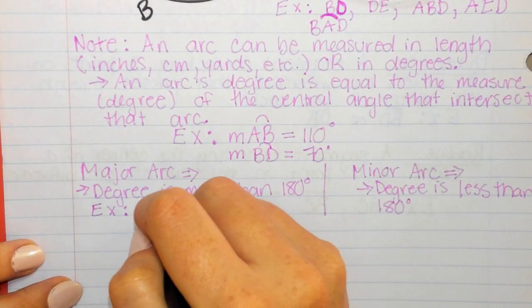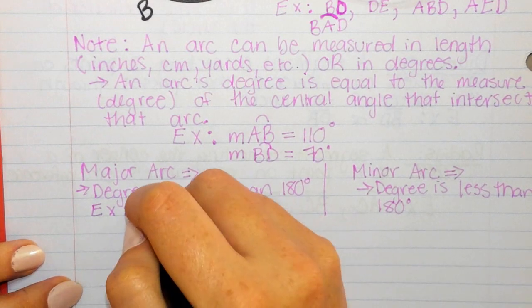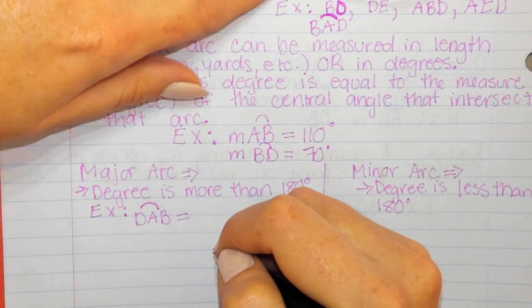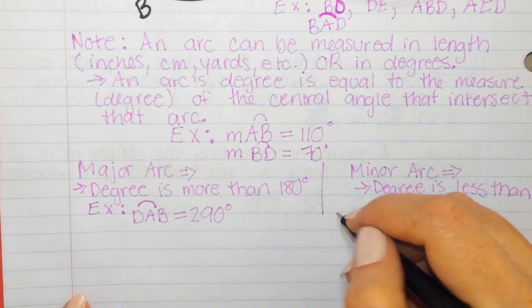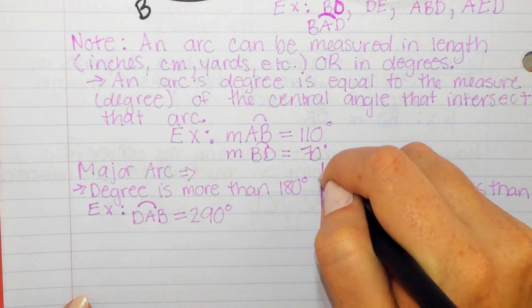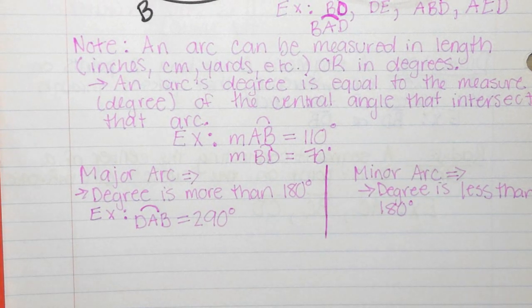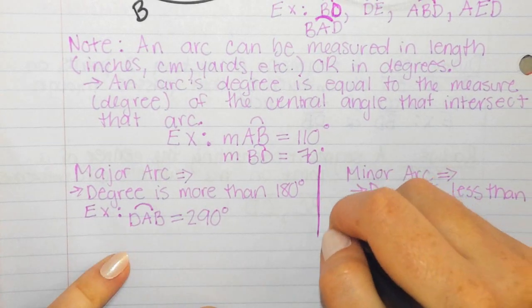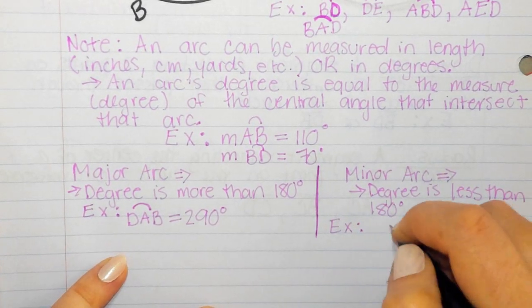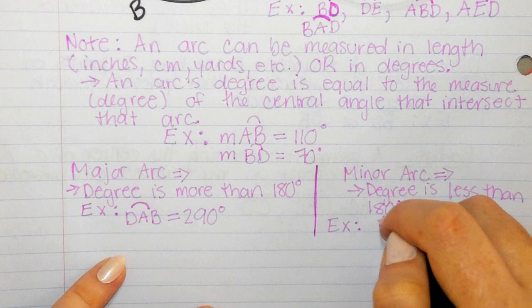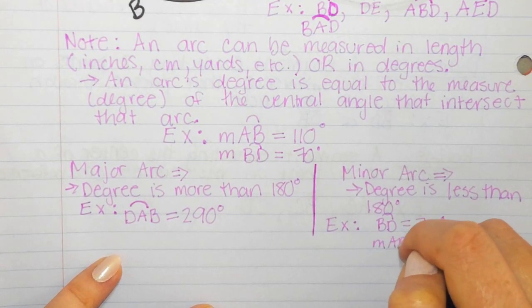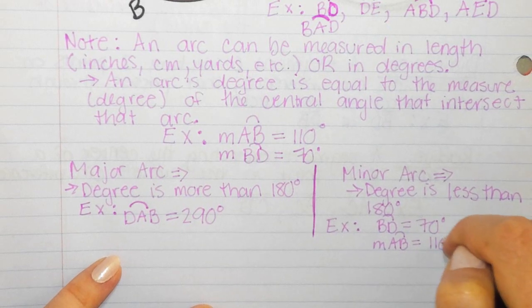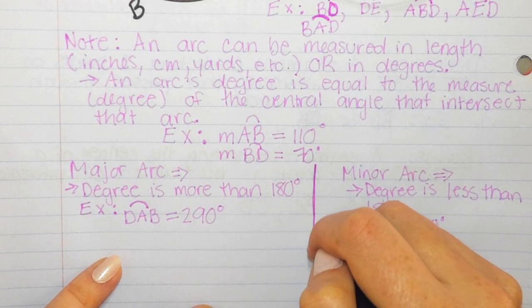So arc DAB is equal to 290 degrees. And let's go ahead and put an example of a minor arc. BD was 70 degrees, and also AB was 110 degrees. Those are both minor arcs.